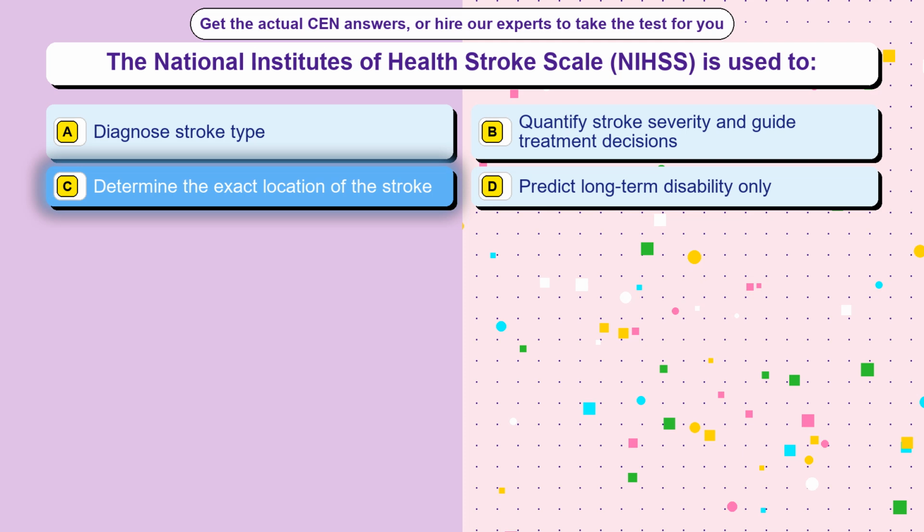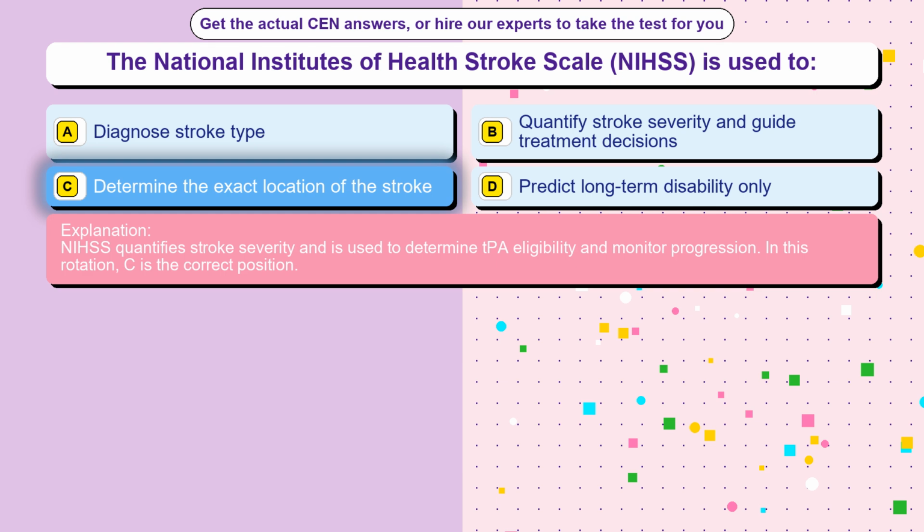The correct answer is option C, determine the exact location of the stroke. NIHSS quantifies stroke severity and is used to determine tPA eligibility and monitor progression. In this rotation, C is the correct position.